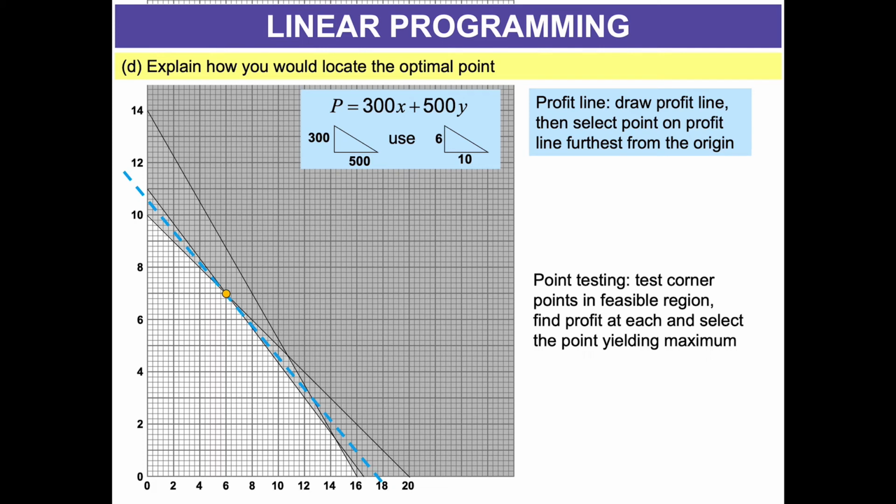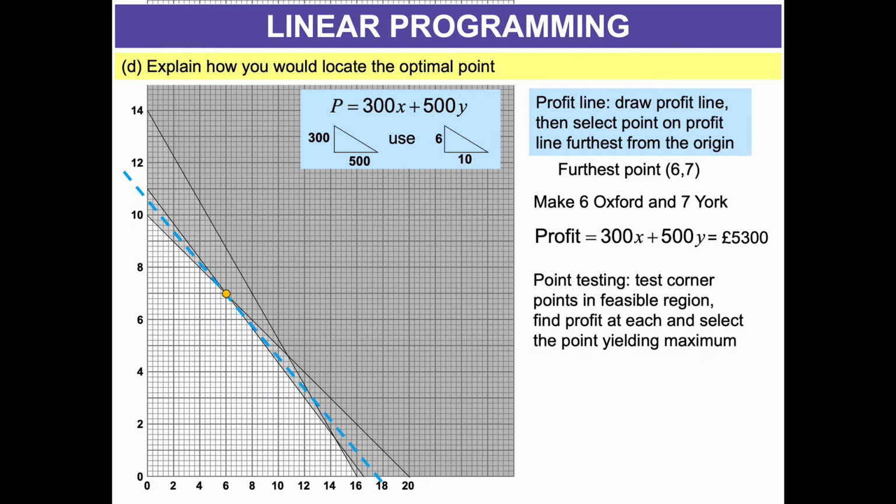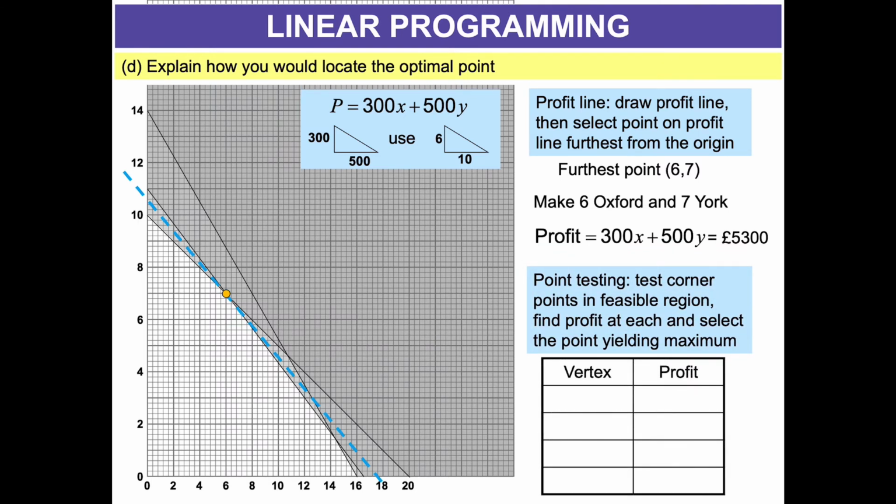Because of the scale and because I clearly see that these are already the integer solutions, the furthest point has the coordinates 6 and 7. That means I should make 6 Oxford type and 7 York type of the bedroom, whatever, in order to maximize the profit. And the maximized profit would be £5,300.